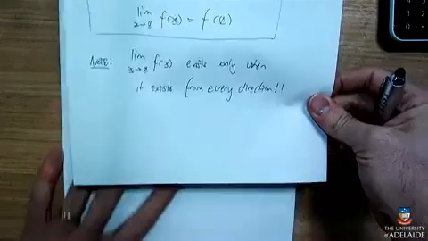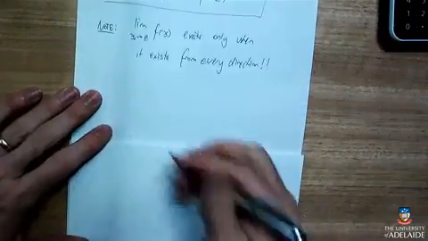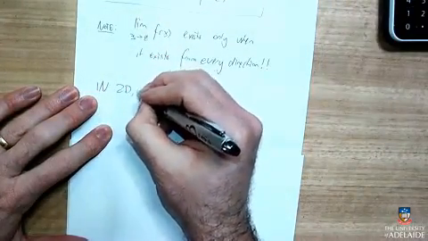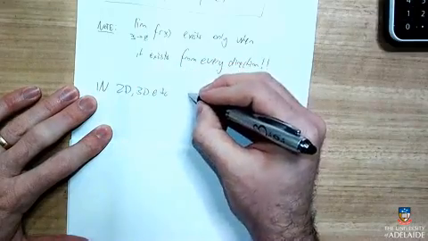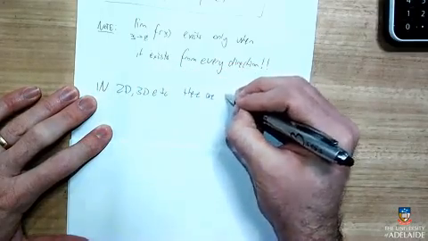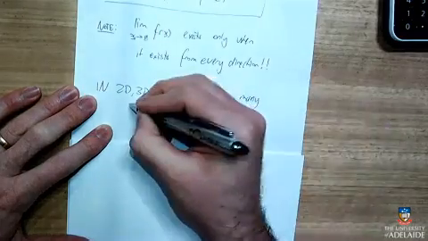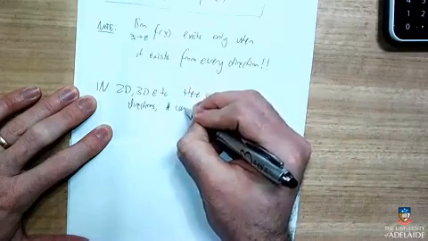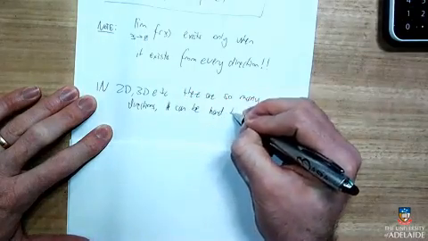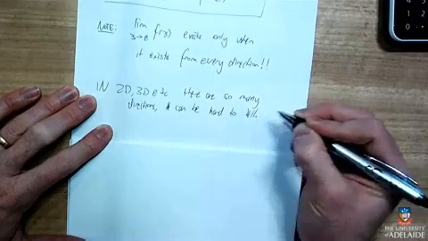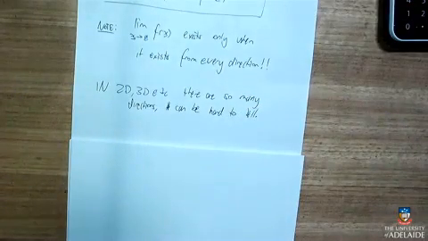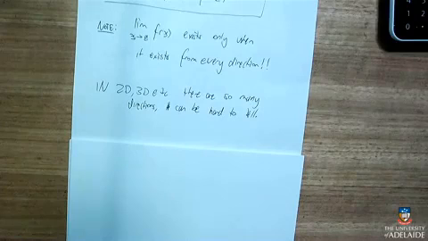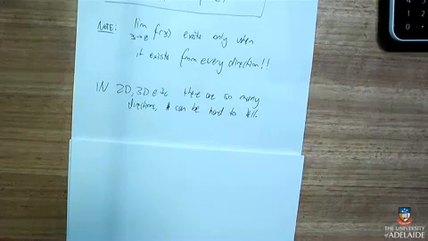So in 2D, 3D, etc., there are so many directions it can be hard to tell if it exists or not. Okay, cool. I just wanted to write it down so that it wasn't lost in just the audio. Whereas in 1 dimension, there's only 2 directions, so you can do them both separately.